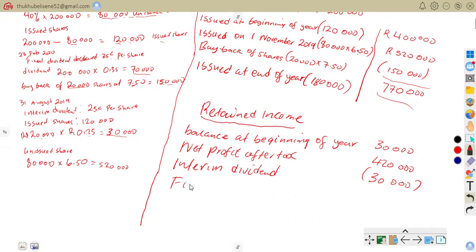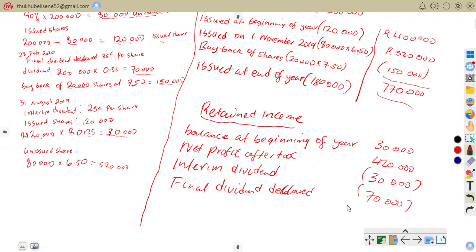So now we are to do what? Final dividend declared. How much is our final dividend declared? 70,000. We calculated this 70,000. These are the dividends that we are to pay our shareholders. The interim dividends we paid already. The final dividend declared are the dividends that we are going to pay. They are not yet paid.